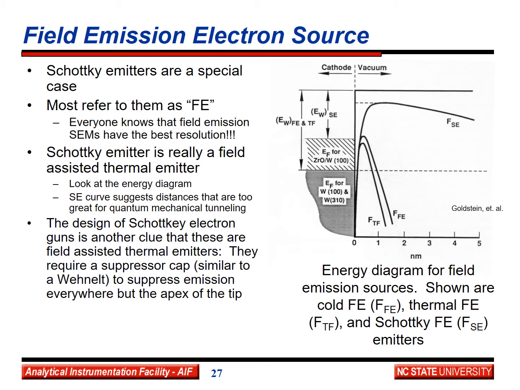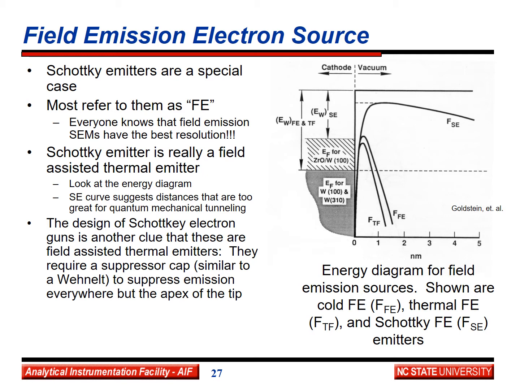Let's take a look at the energy diagram. If the Schottky emitter is going way out here like this, that is far too great a distance for the electrons to tunnel from the inside of the emitter tip into the vacuum. They have to be liberated through some heat.